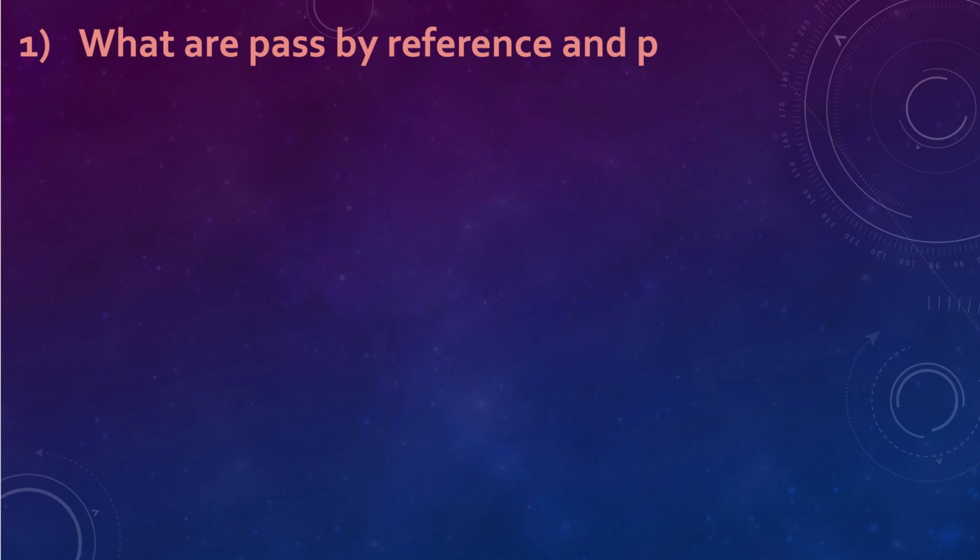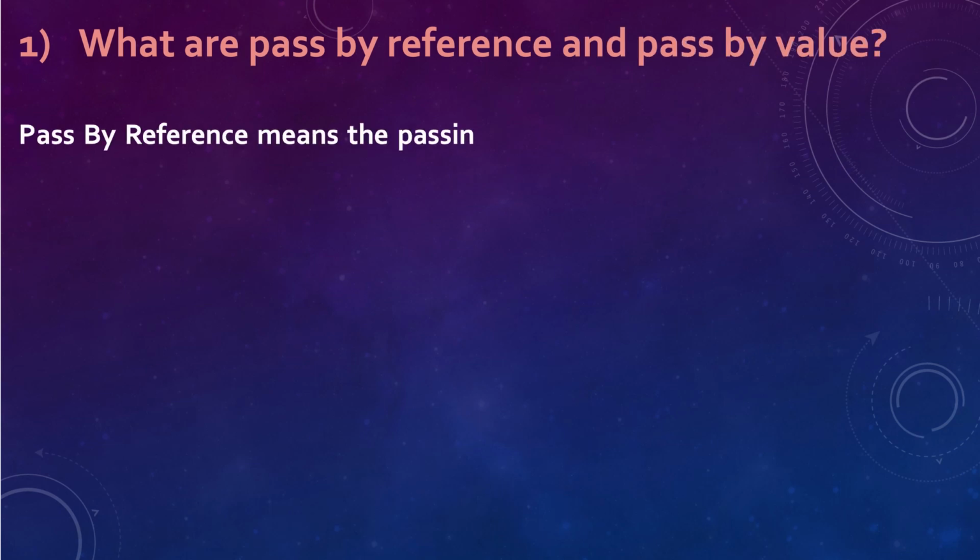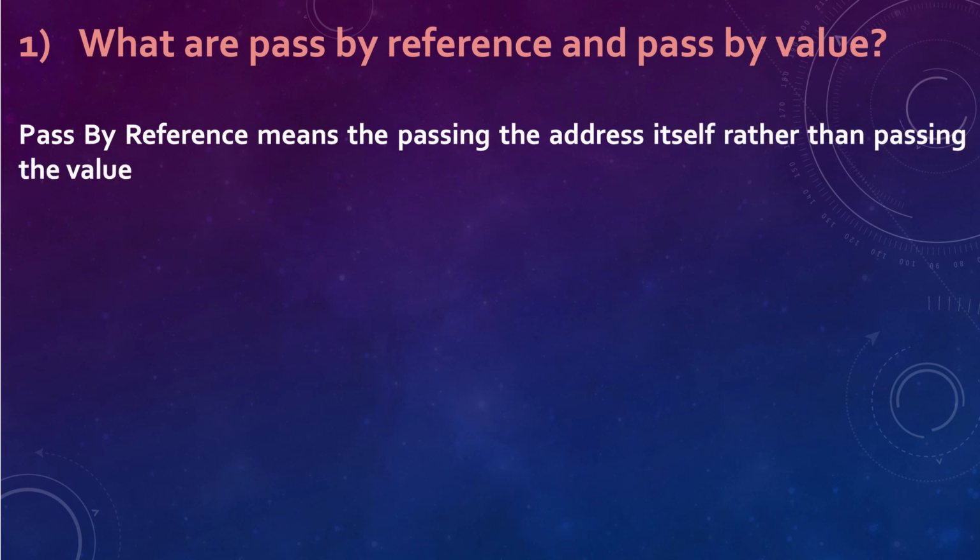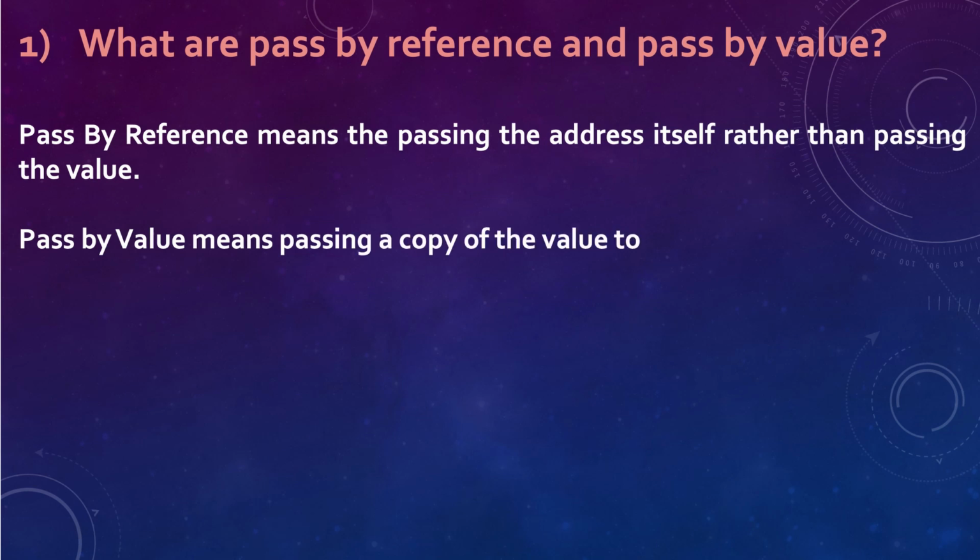What are pass by reference and pass by value? Pass by reference means passing the address itself rather than passing the value. Pass by value means passing a copy of the value to be passed.